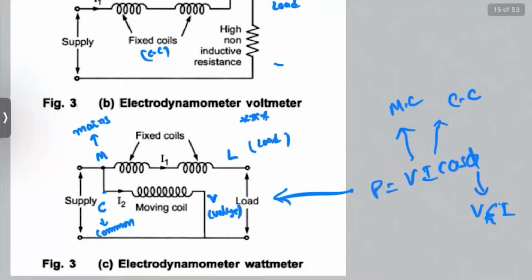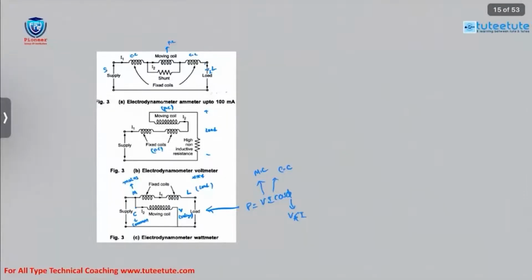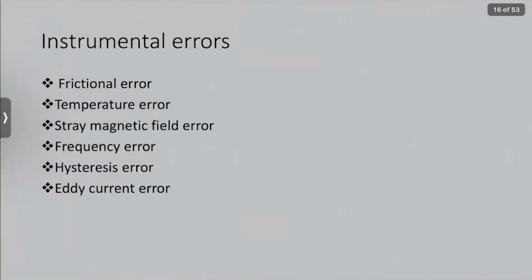Okay, so from our exam point of view, this theory concept is important. Different types of errors in meters. Till now we discussed PMMC, moving iron, and dynamometer. First I will explain what is meant by frictional error, and we'll compare how the error is in moving coil, how it is in moving iron, and how it is in dynamometer. Okay, this is important for our exam.